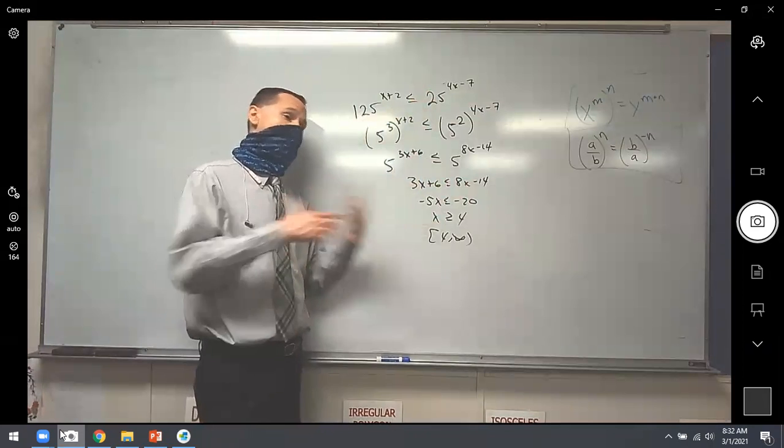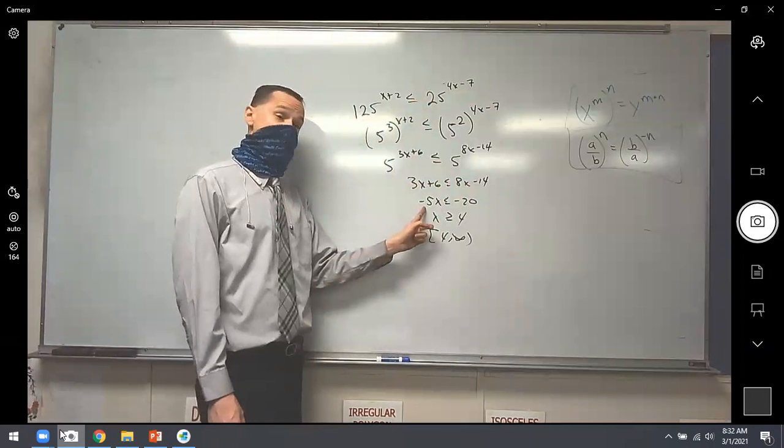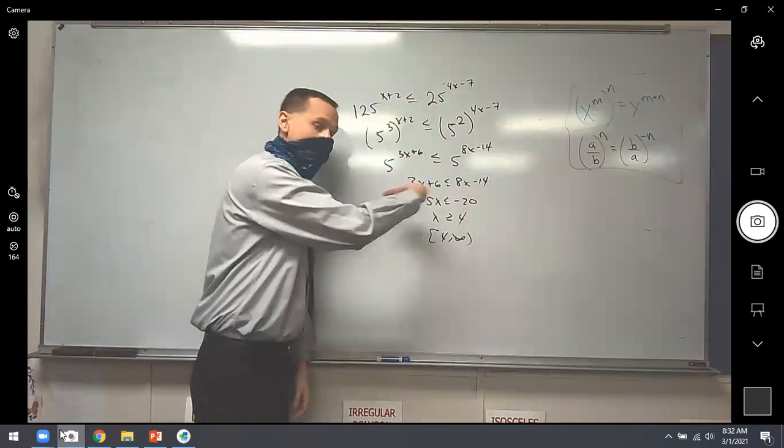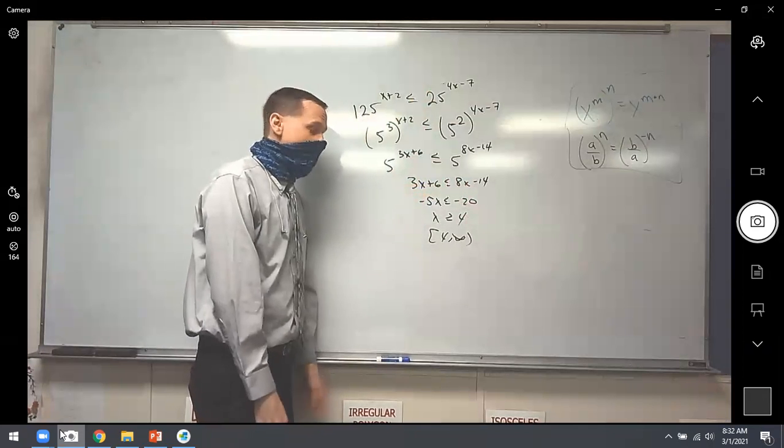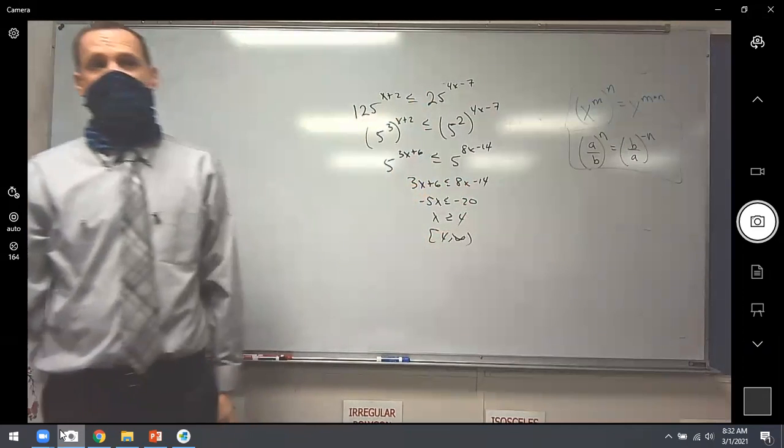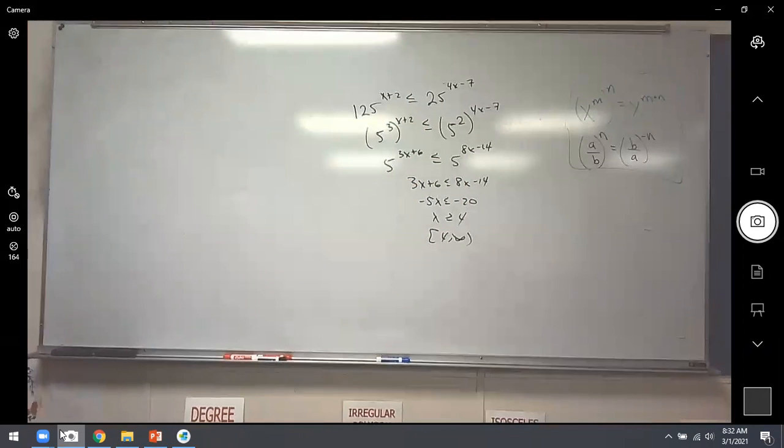And you just move a couple things around, divide. Now, in my work, you might have done it slightly different, but in my work, I divide by a negative. So I had to make sure to flip the inequality. So in the end, I got x is greater than or equal to 4. You should have got that some way, somehow. Any questions over how to get that? All right. That's pretty much it.